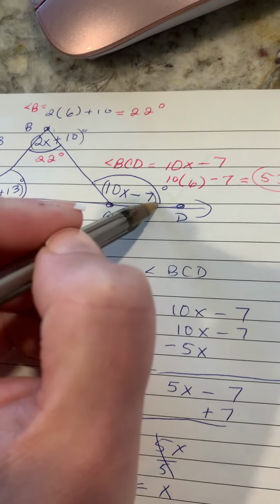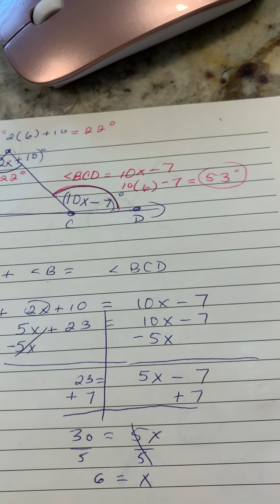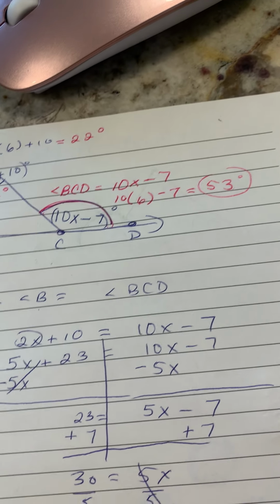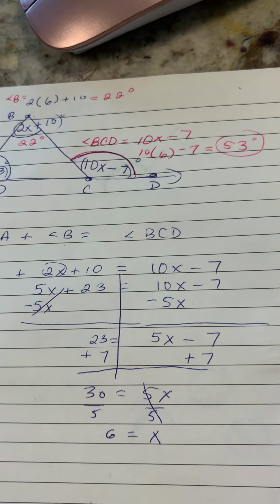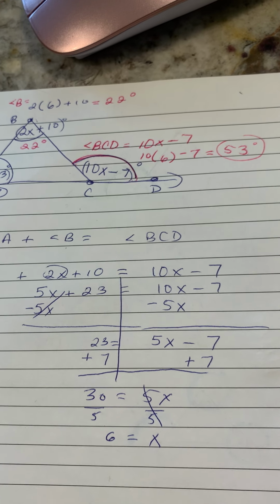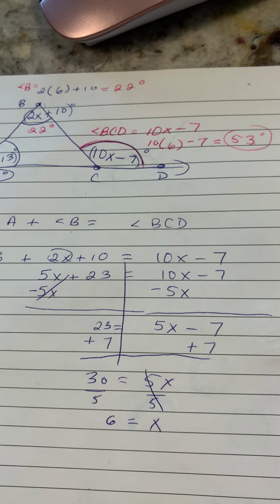This is not drawn to scale, obviously. This looks like a very obtuse angle, yet 53 degrees is acute. It's less than 90, but it's not always going to be drawn to scale. So our math is correct. It's just that the diagram's not really drawn to scale. But that's how you would solve the exterior angle theorem.